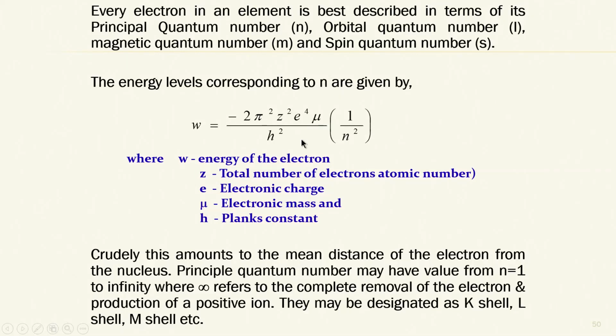Here in this equation, W is the energy of the electron and Z is the total number of electrons, that is atomic number, and e is the electronic charge, the e raised to 4 is here, and mu is the electronic mass, that is here, and h is Planck's constant, that is here. So, Z is the total number of electrons, that is atomic number. So, crudely this amounts to the mean distance of the electron from the nucleus.